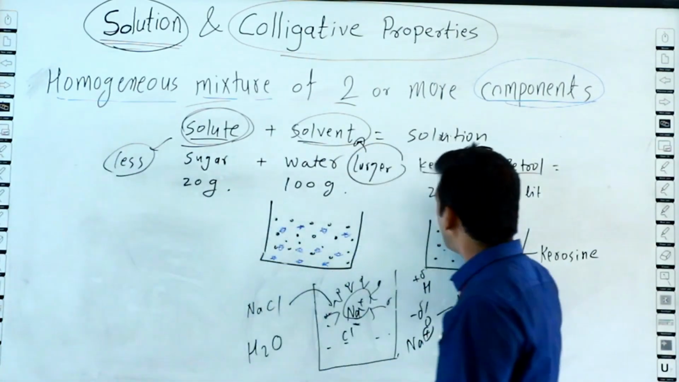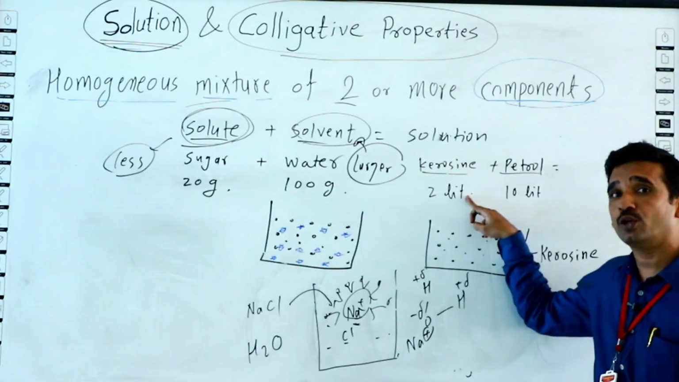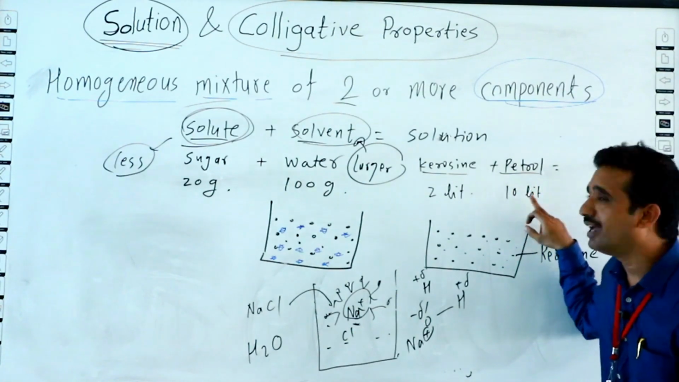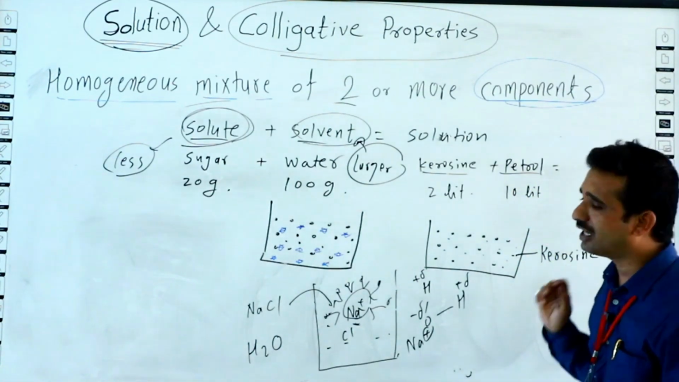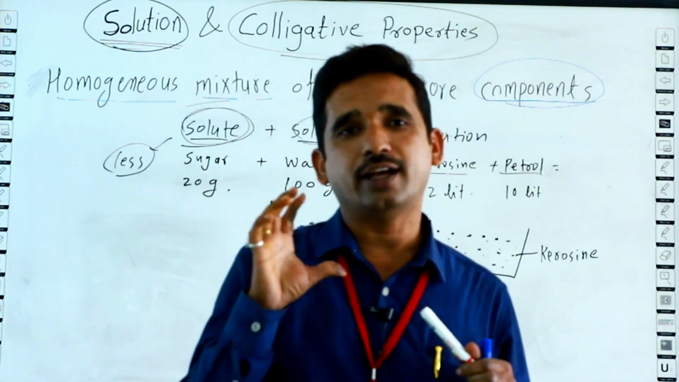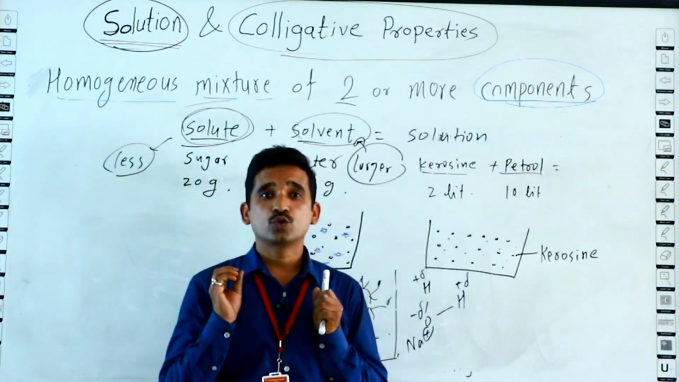The second example is kerosene plus petrol. In this case, 2 liter of kerosene is added in 10 liter of petrol. Here in this case kerosene is a solvent and petrol is a solute.